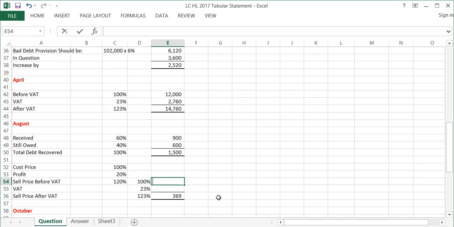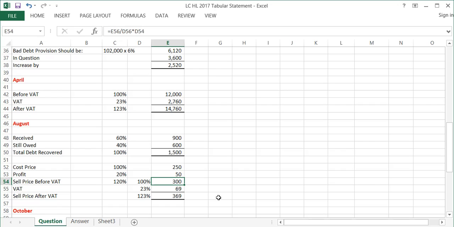So to get the selling price before VAT, I get my 369 divided by 123 multiplied by 100, which is €300 before VAT, which means the VAT must have been €69. Now, that is the selling price, which includes the profit of 20%. So to get the cost price, that €300 is the 120%. So divide that by 120, multiply by 100. The cost before the profit was added on is €150. So the profit must have been €50.